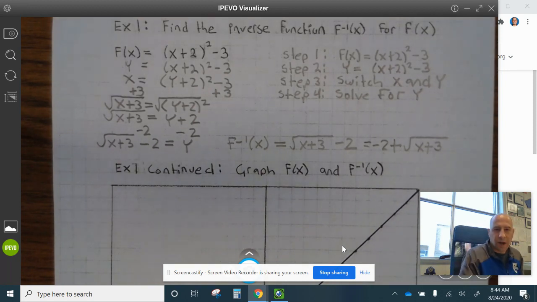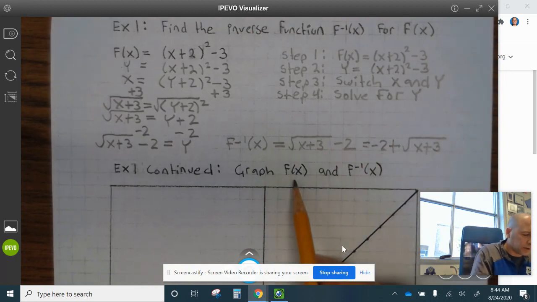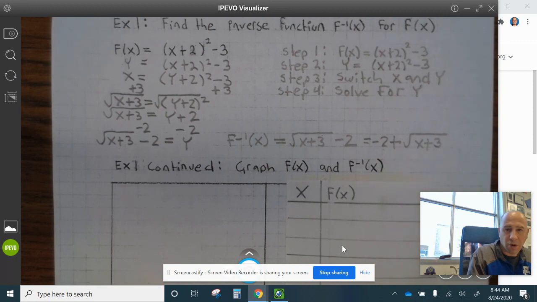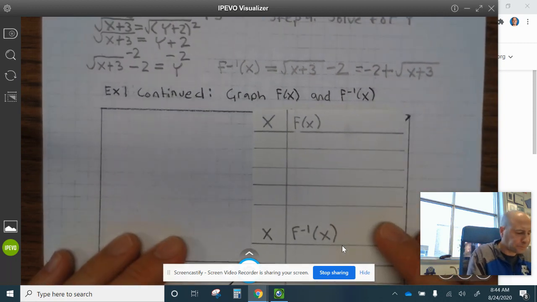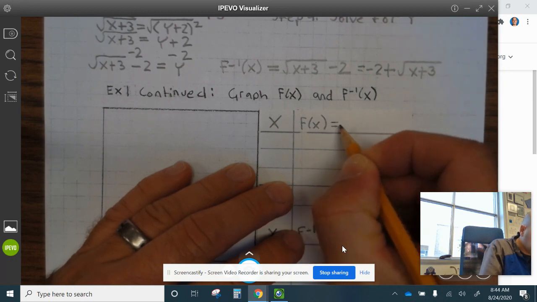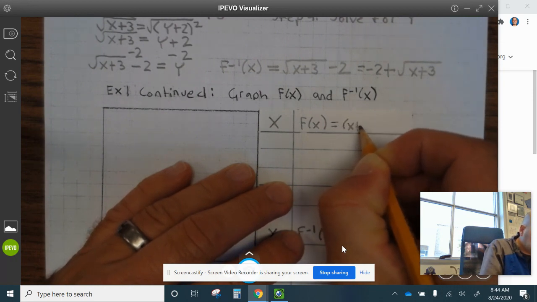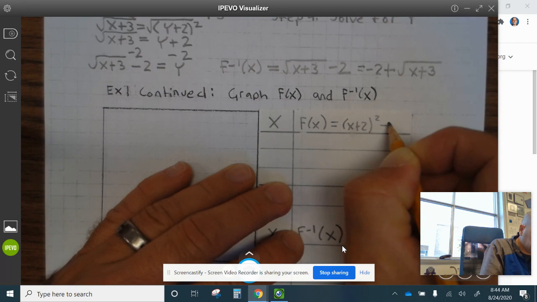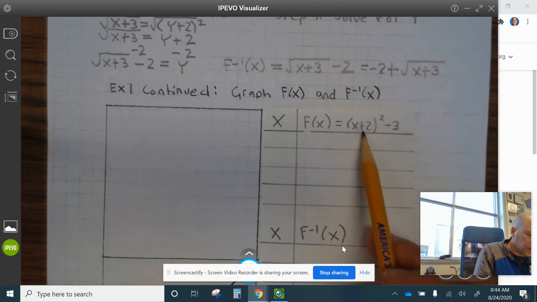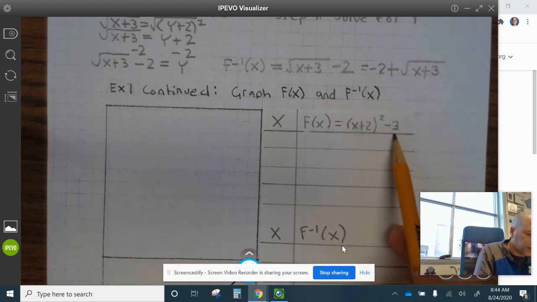All right, now example 1 continued. Let's graph. Now we're going to start by graphing f of x. Now I don't think we have room on this paper, so I'm going to use a note card to make that table. Okay. Now remember, f of x equals (x + 2) squared minus 3. Now, let's start our first point of the transformation. So this tells you move the graph left 2, down 3.